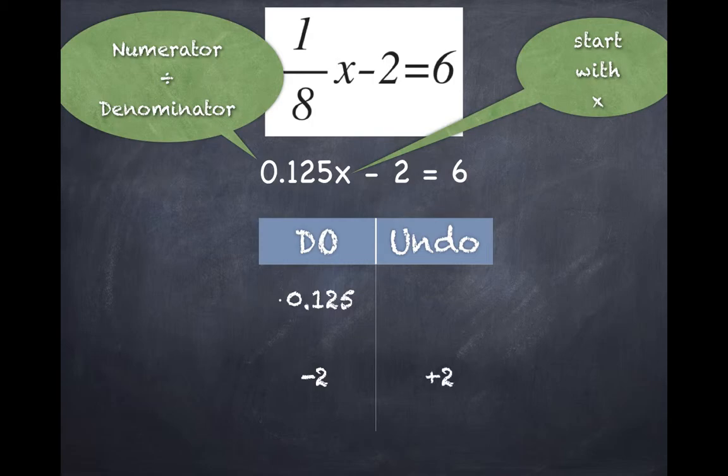So to undo subtracting 2, I'm going to add 2. And to undo multiplying, I'm going to divide by 0.125. Notice when I filled out the do side, I worked my way down. Then I moved over to the undo column, and I worked my way back up. So that's the order we're going to go in. We're going to move down, over, and up in order to solve these equations.